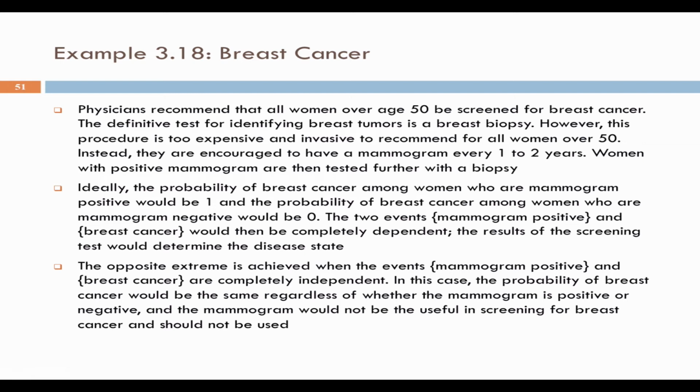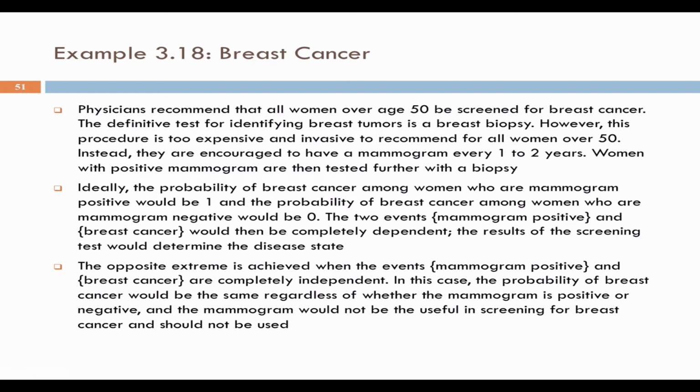So you have two events here. One event is breast cancer, yes or no. And the other event is the mammogram, positive or negative. Ideally, the probability of breast cancer among women with a positive mammogram should be 1, and the probability of breast cancer among the women who are mammogram negative should be 0. So these two events ideally should be completely dependent.